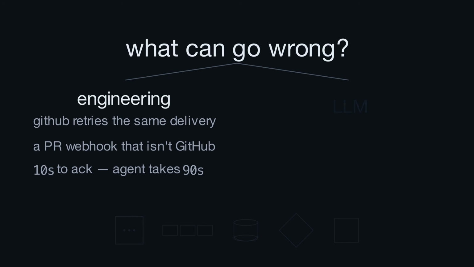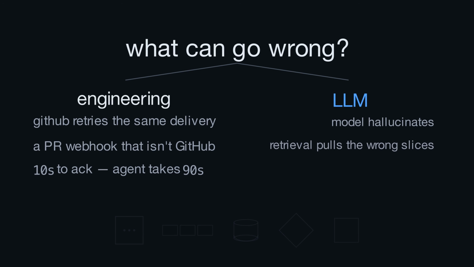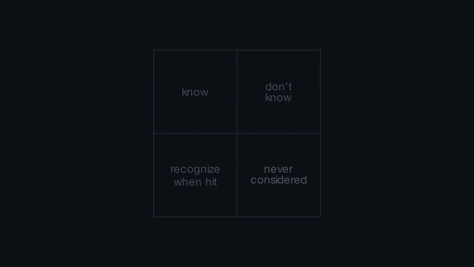Failure modes. In the LLM direction, we have, let's say, the model hallucinates, or the retrieval pulls the wrong slices. Every single thing which can go wrong with our LLMs. And then for every component, we'll put those failures into a 2 by 2 matrix: what you know, what you don't know, what you'll recognize when you see it, and what you have never ever considered. And we'll do that, and the design of the component will start to write itself.